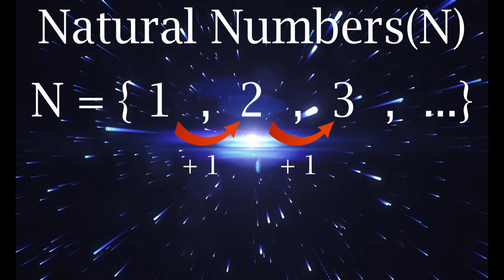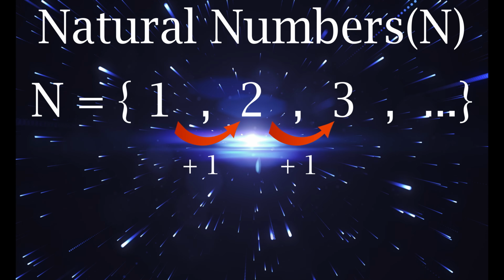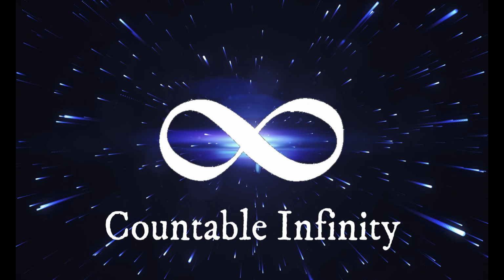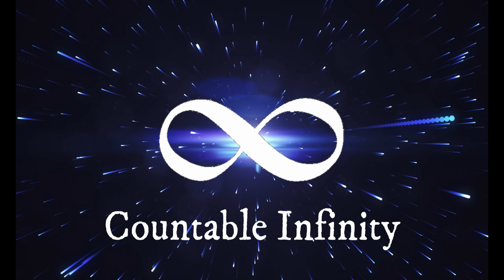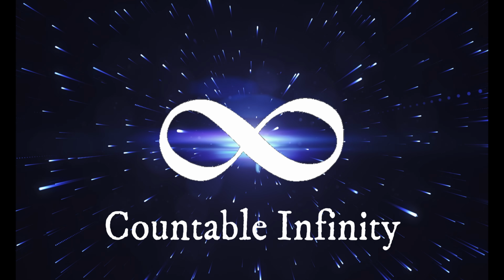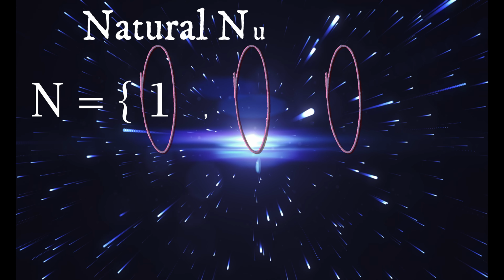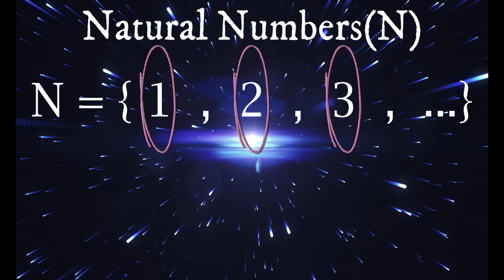Such an infinity, where each element can be numbered or where we are certain about the next element, is known as a countable infinity. Thus, the set of natural numbers, as we previously discussed, belongs to this category, as you can assign each number to itself, thereby numbering the whole set.